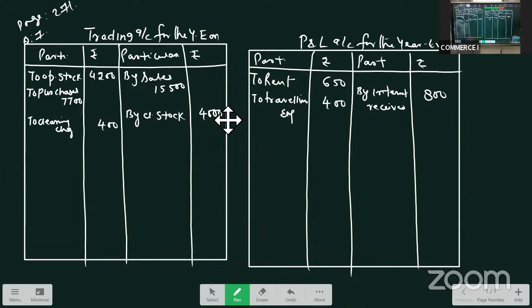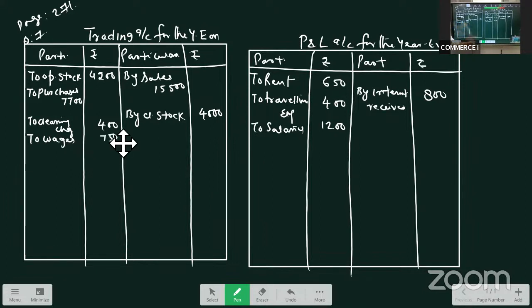Next we have salaries. Salary is an office expense, an expense incurred in office. Salaries are given as 1,200. Wages. Wages are a direct expense. They would appear in trading account. Wages are given as 750.